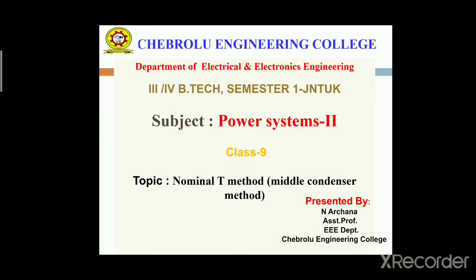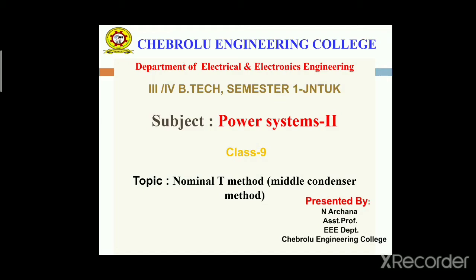Hi, today I am going to explain the nominal T method. It is also called the middle condenser method. It is the second type of method in the case of a medium transmission line. Basically, medium transmission lines are classified into three types.